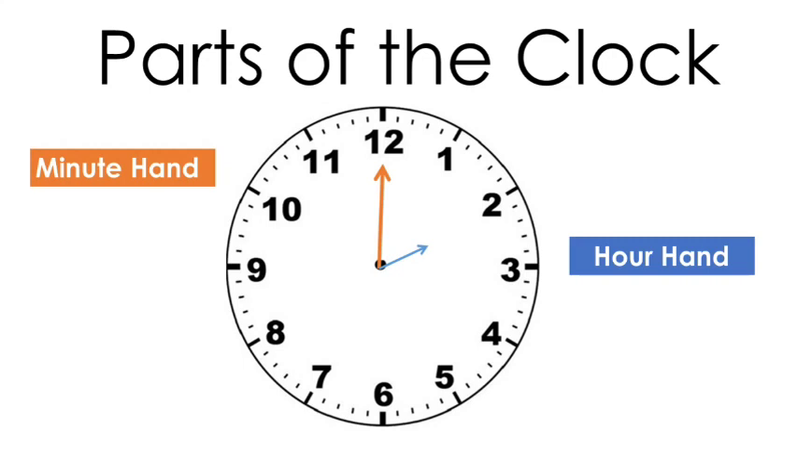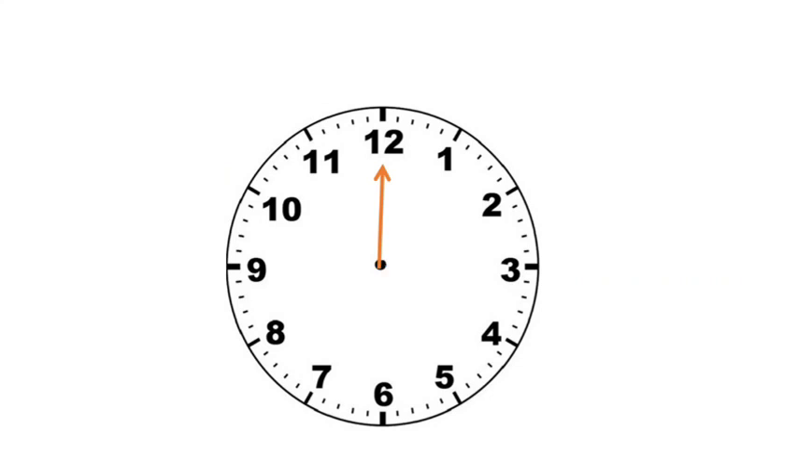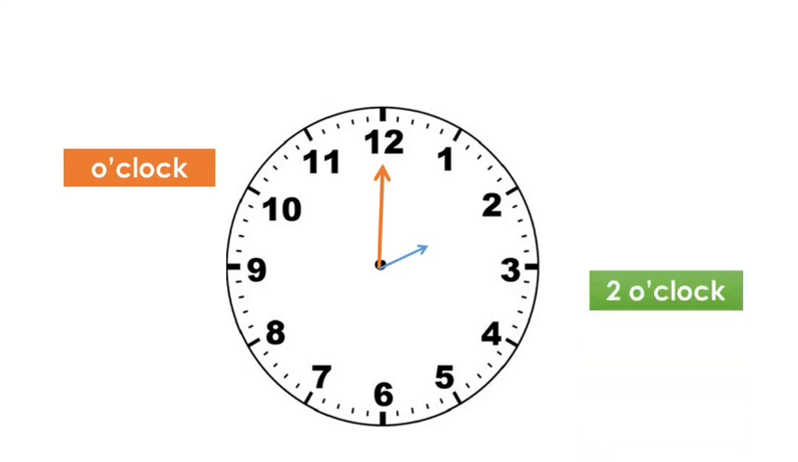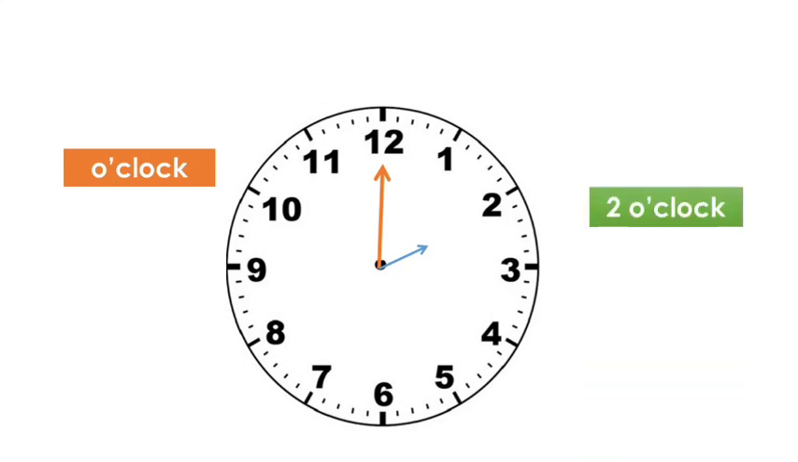Now that we know all the different parts of the clock, we can start reading the time. Whenever the long hand is pointing to 12, it tells us o'clock. The short hand tells us what hour we are in. The short hand is pointing at 12, so the time is 12 o'clock.